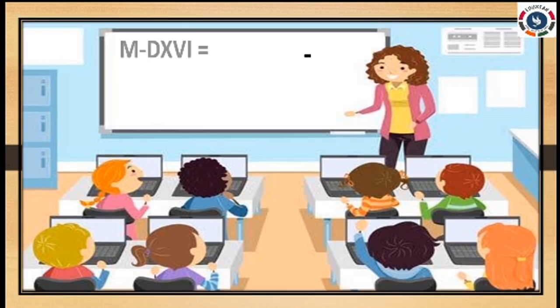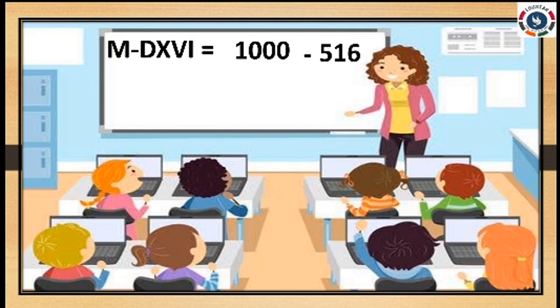Now you see here, example 2. M minus DXVI is given that. Now you give the value for M. What is the value for M? As 1000. Then minus, what is the value for D? As 500. X, what is the value for X? 10, 510. Then what is the value for VI? As 6, 516. Okay, now you subtract the two values.